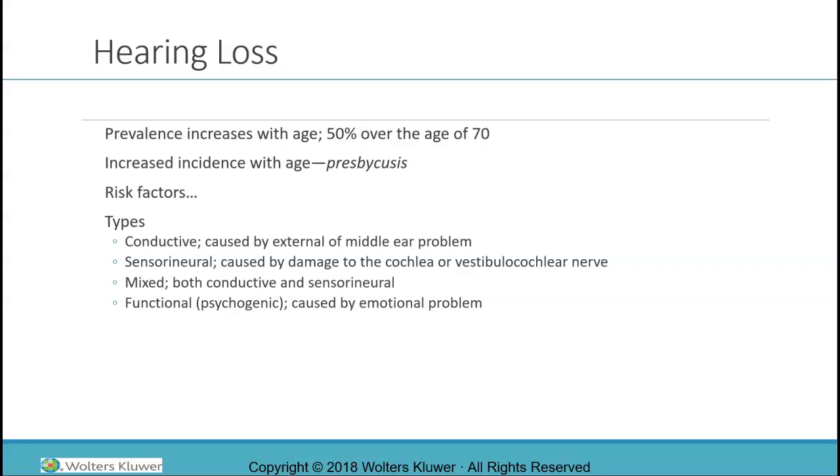There are different types of hearing loss. Conductive, that's caused by an external or middle ear problem. Sensory neural is a nerve problem. Mixed, where they have a little of this, a little of that, that's a really complicating thing. Or there can also be a functional or psychogenic hearing loss where people just completely tune out and literally do not hear because of a mental health issue. Sometimes you see that in people who are in shock.